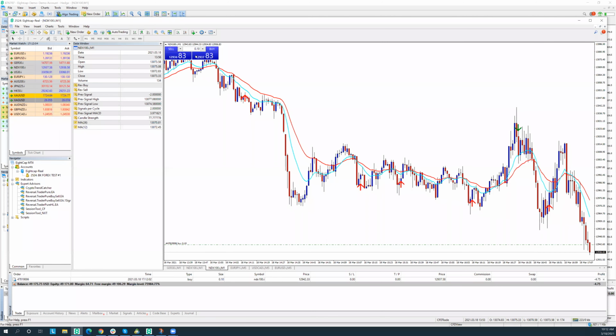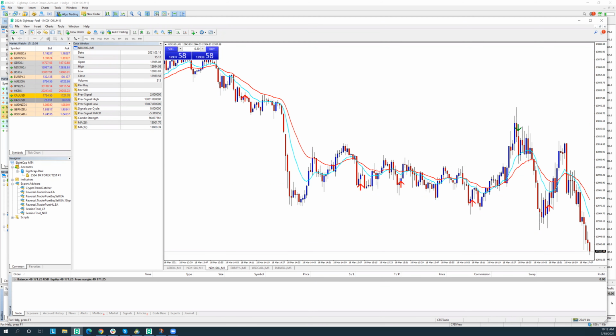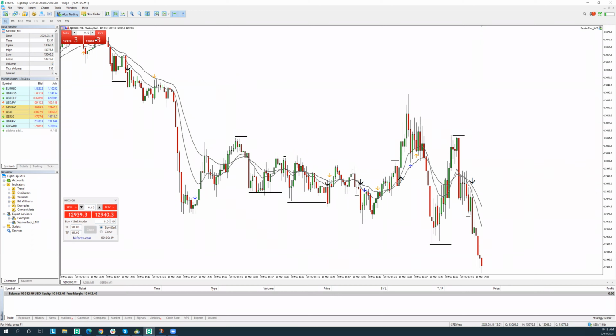Okay, MT4 working. I don't know what is wrong with MT5. Why is this not working? I think there's something wrong with MT5. I think their MT5 is down. It's very, very annoying because the indicator is only MT5 and the execution has to be an MT4.